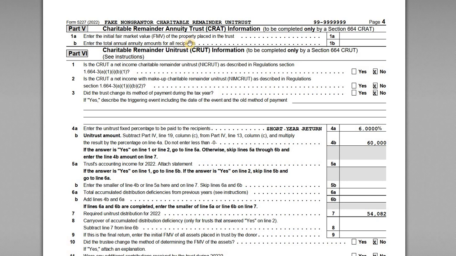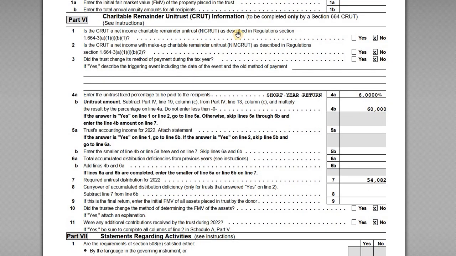So in Part 5, we don't have an annuity trust, so because this is not a CRUT, we're basically not answering this section, so Part 5 could be blank. Part 6, we do have a CRUT, right? We've got a CRUT here. So we've got to complete Part 6.